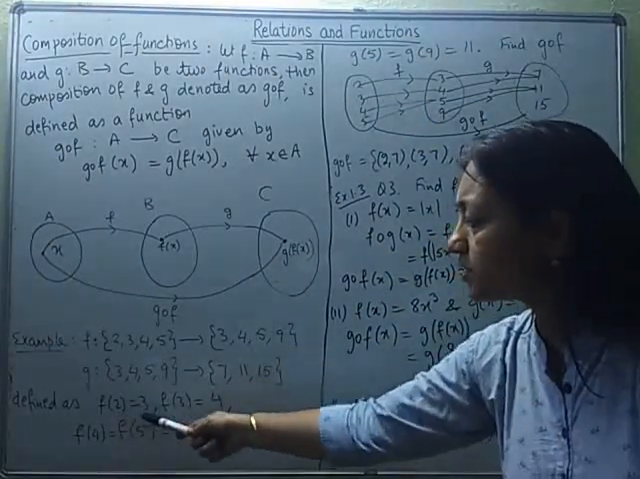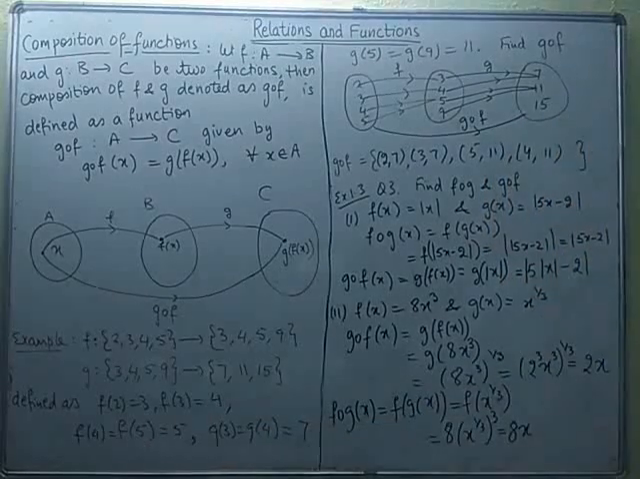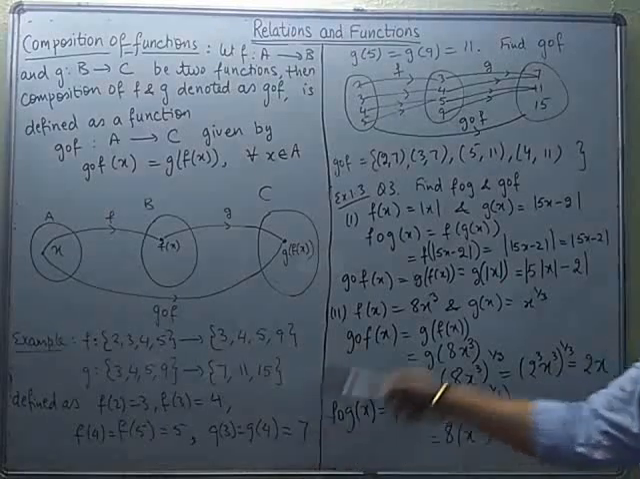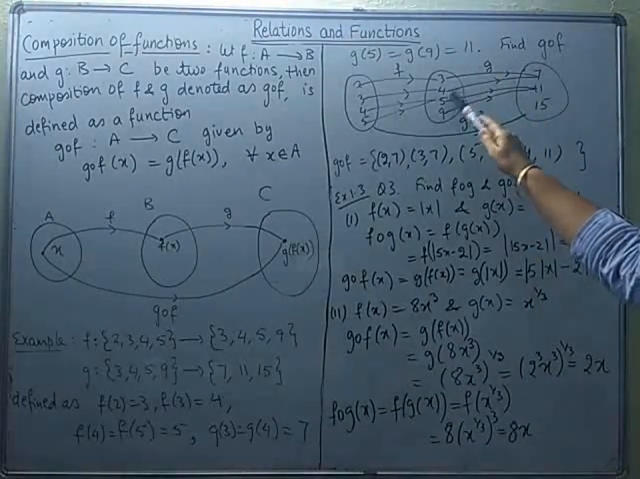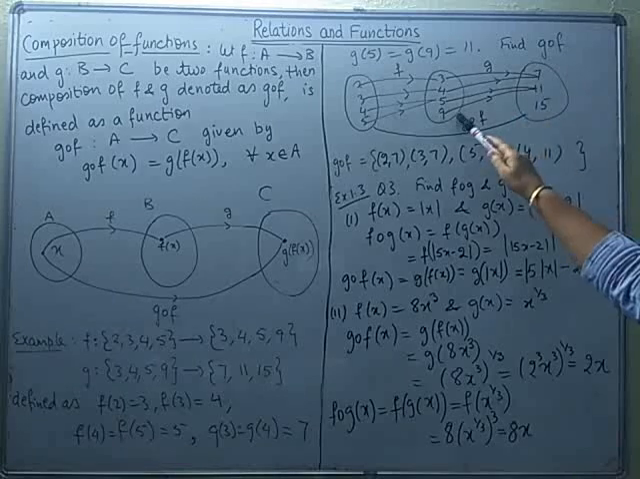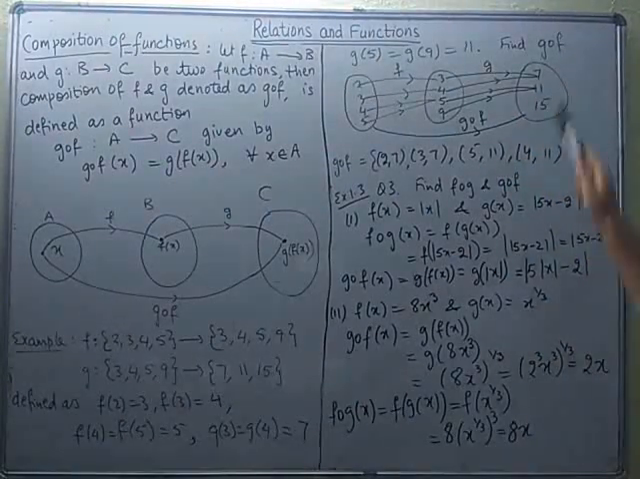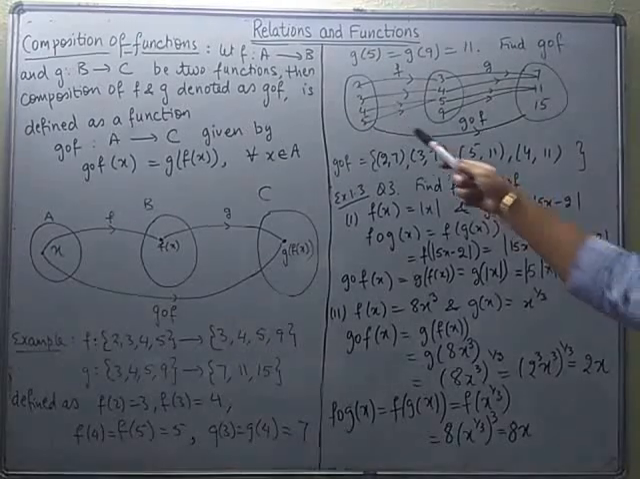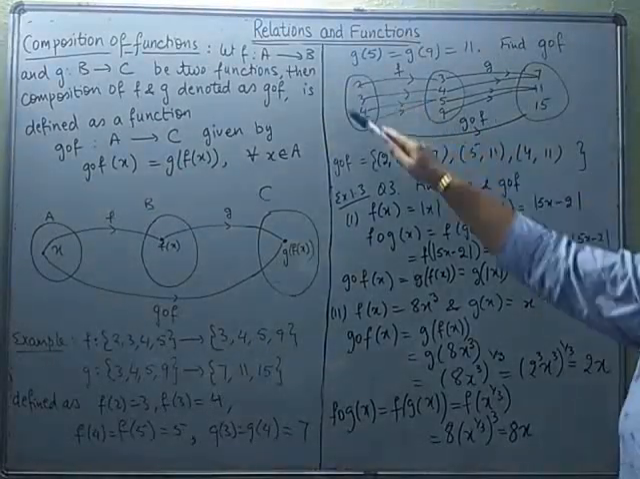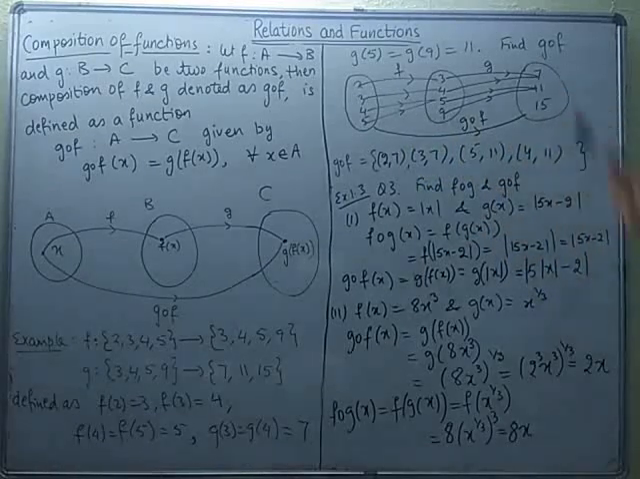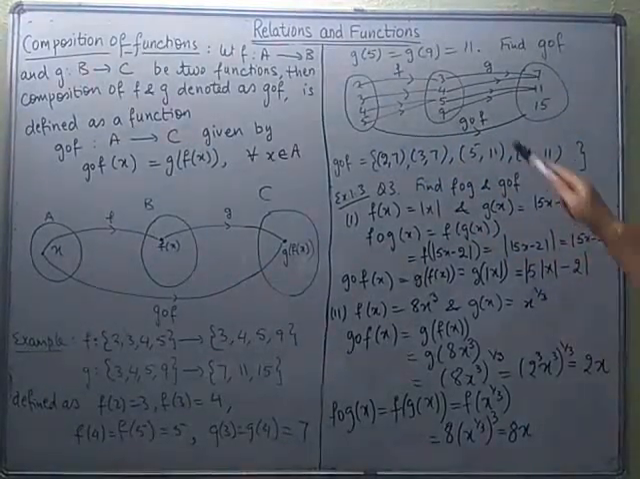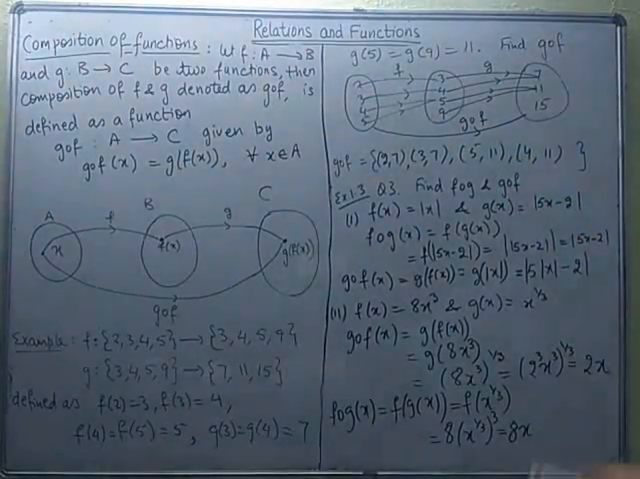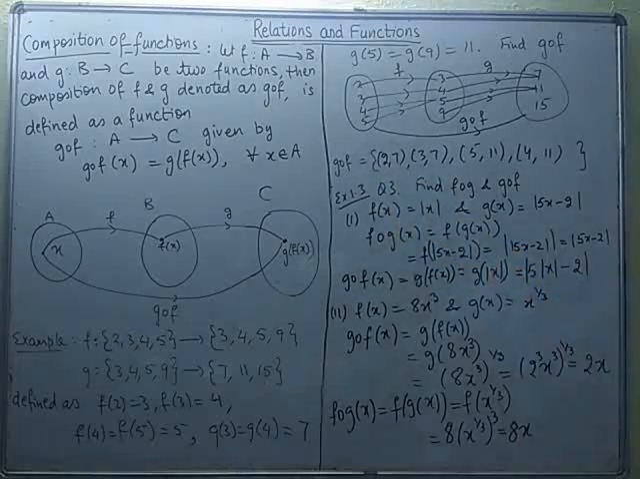That means image of 2 is equal to 3. Image of 3 is equal to 4. 4 and 5 have images 5. Then under function g, 3 has image 7, 4 has image 7. Then 5 and 9 also have the same image, which is 11. So once this pairing is done, you can easily see how the elements of domain of f and the elements of codomain of g are related to each other under the newly defined function, which is composition of f and g, or you can read it as gof or g of f.